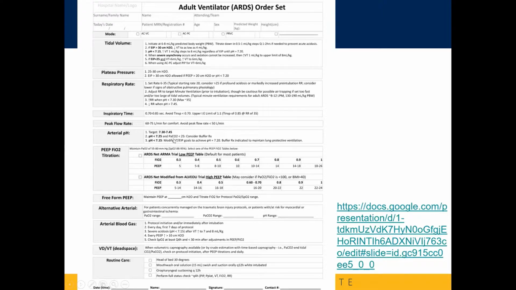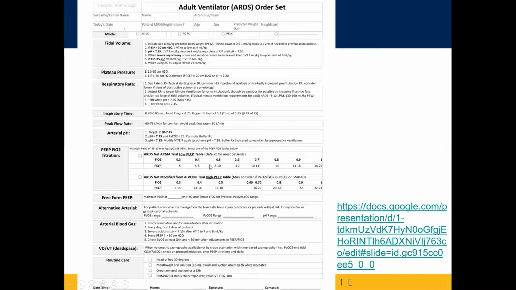Less than 7.25 and PO2 less than 25, you might want to consider some bicarb. And less than 7.15, you are going to need to change your goals to achieve your ventilation to achieve a pH of 7.2. And again, think about possible bicarb.